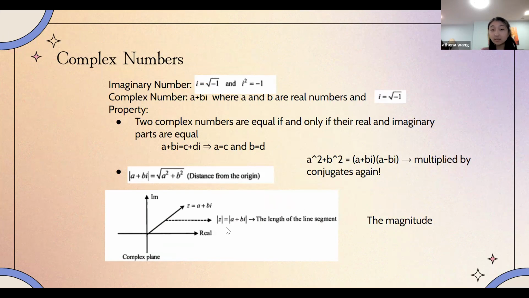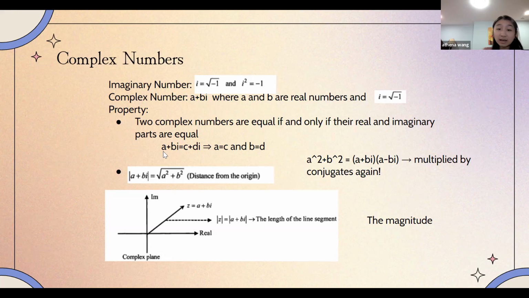Okay, so for complex numbers, these are just numbers that have a real part and an imaginary part. So this real part would be denoted as A, that's what I usually denote it as, and the imaginary part would be B times i. So that i is the square root of -1, okay?